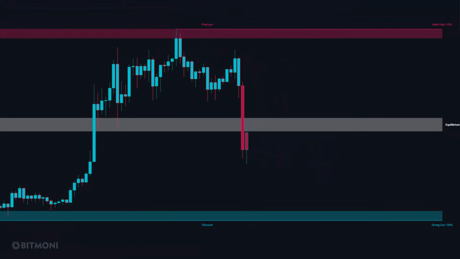Now that we've covered the key features of the indicator, let me walk you through a simple and effective trading strategy you can apply using this tool.